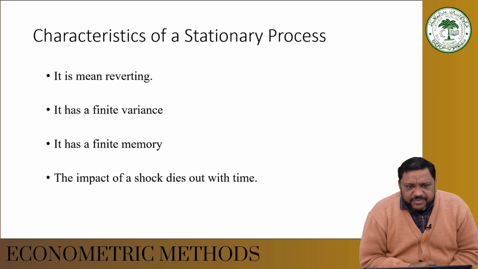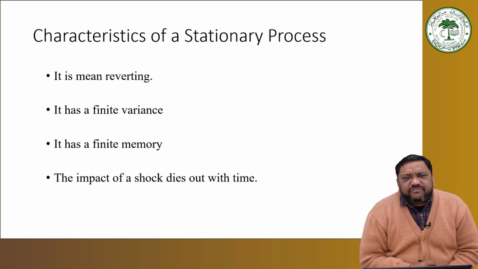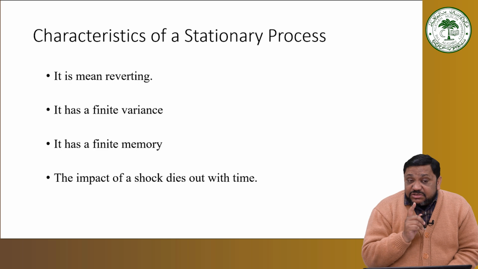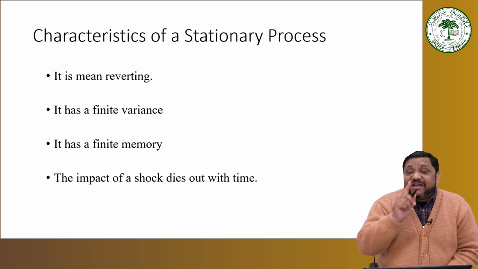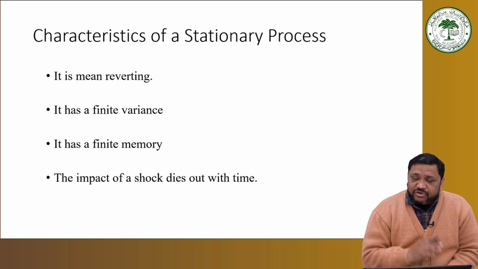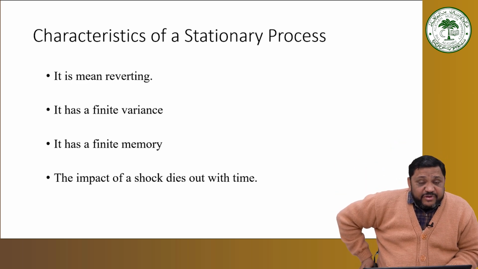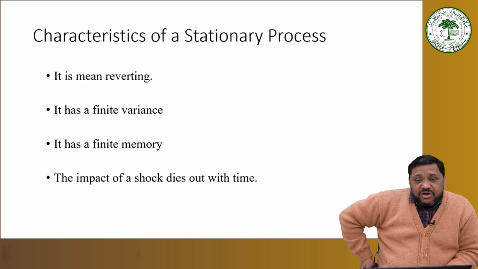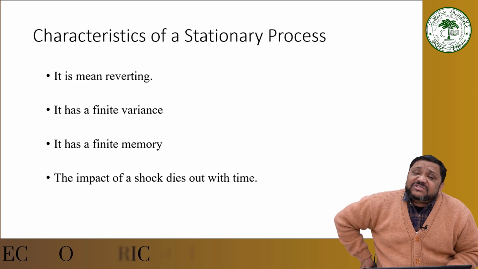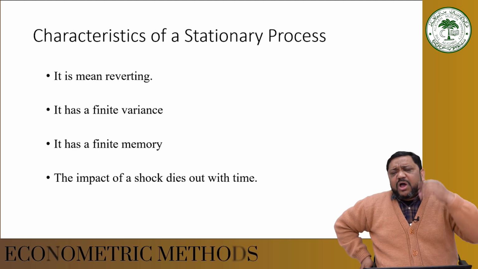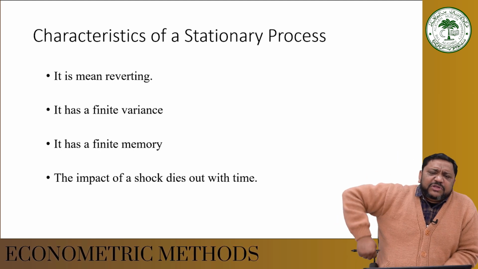So the characteristics: it's mean reverting, it has a finite variance, it has a finite memory, and the shock dies out with time. Now this non-stationary data does not only mean a sustained increase or decrease. We have to understand this. What we are saying is, this goes up and it comes down, it's fine. But we have to be careful that non-stationarity does not only mean a sustained increase or a sustained decrease. It also implies a sustained walk in one direction before moving to the other direction.